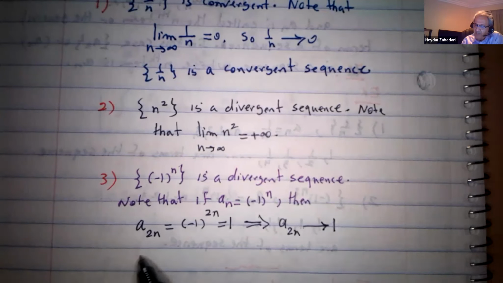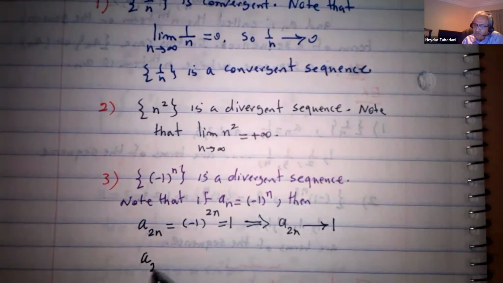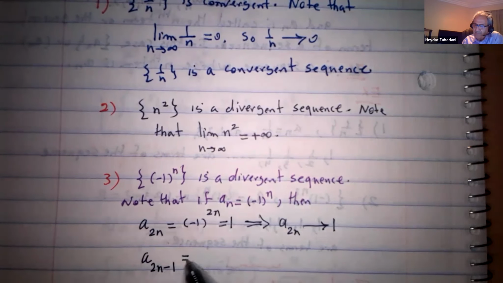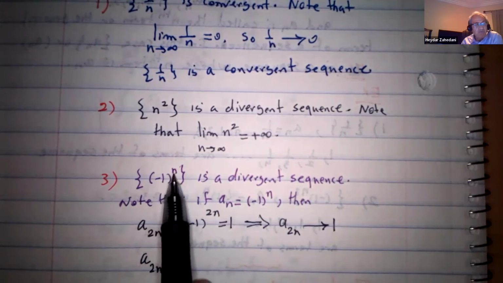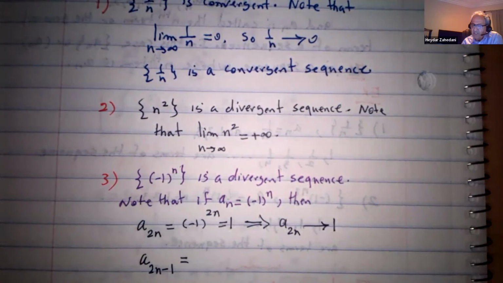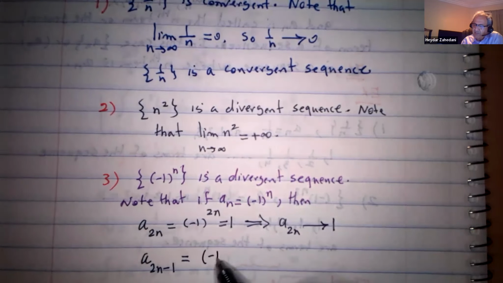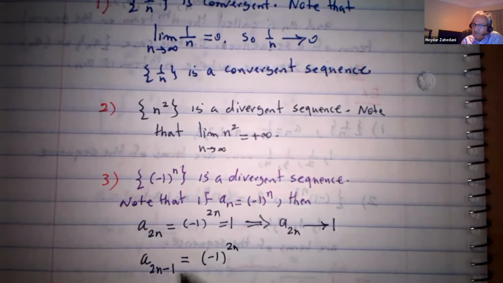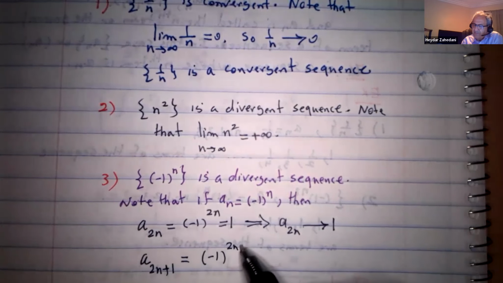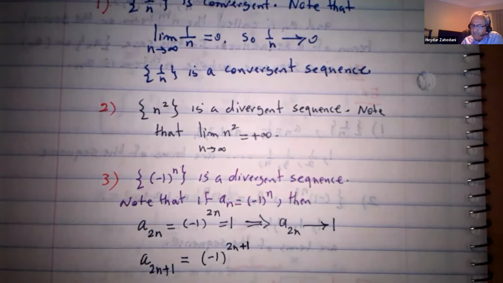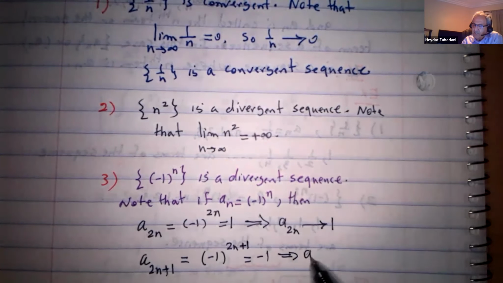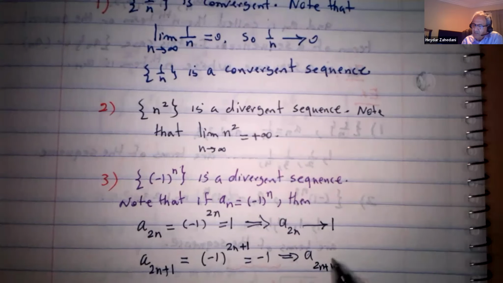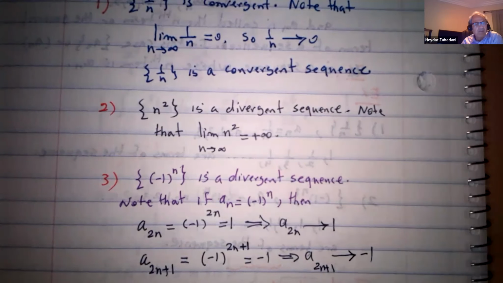But if you use odd numbers, you see 2n minus 1. When it's odd, it's negative 1 to the odd power. 2n minus 1 or 2n plus 1, doesn't matter. In this case, this would be negative 1. So this means the terms of the sequence maybe converge to negative 1.